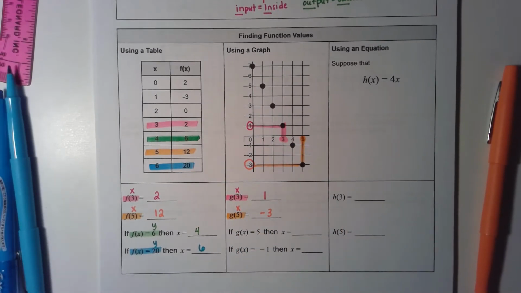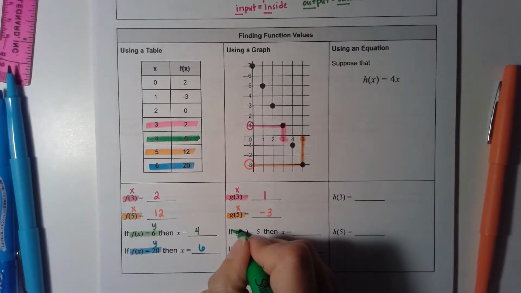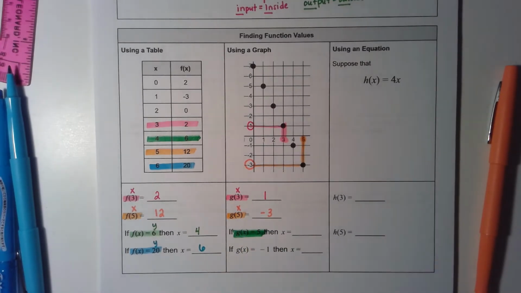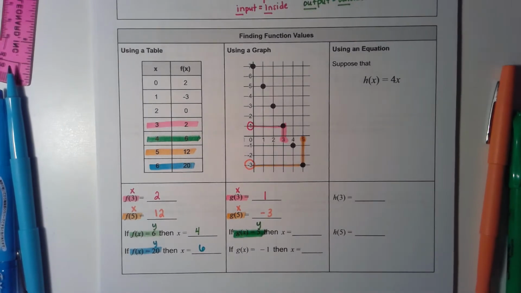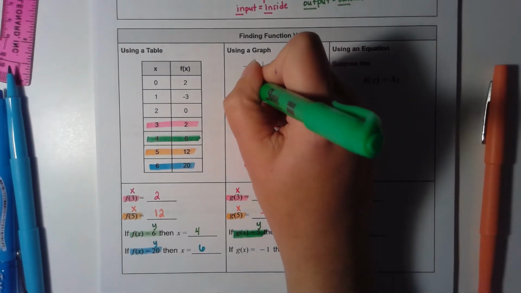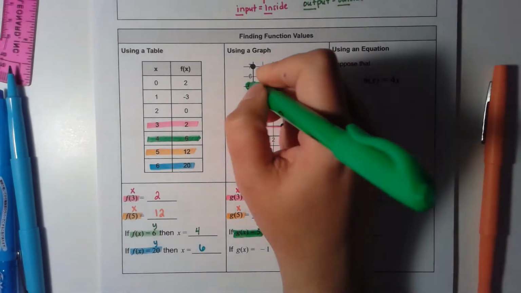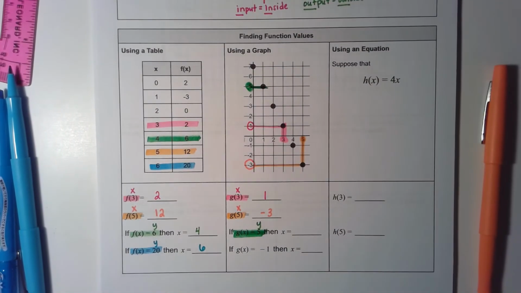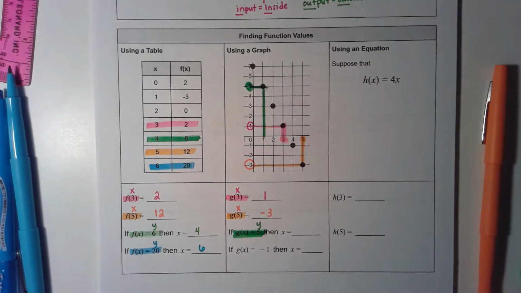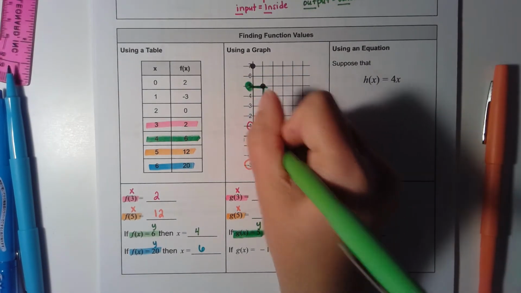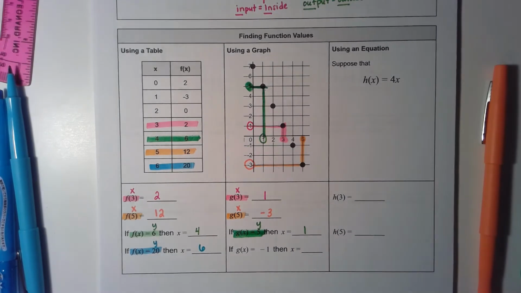If it says g of x is equal to 5, because the 5 is on the outside, it is a y value. It's an output value. So I'm going to start at the 5 on the y-axis and match that up to the point. Now that corresponds to an x coordinate of 1. So 1 would be my answer here.